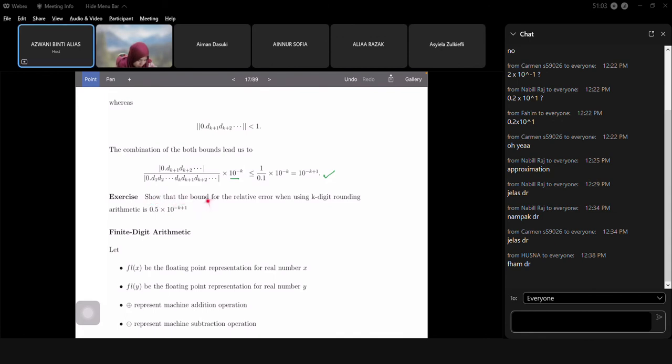Show that the bound of the relative error when using K digit rounding arithmetic is 0.5 times 10 to the power of negative K plus 1. So, you can do it and submit in Google Classroom. Okay, submit in Google Classroom.